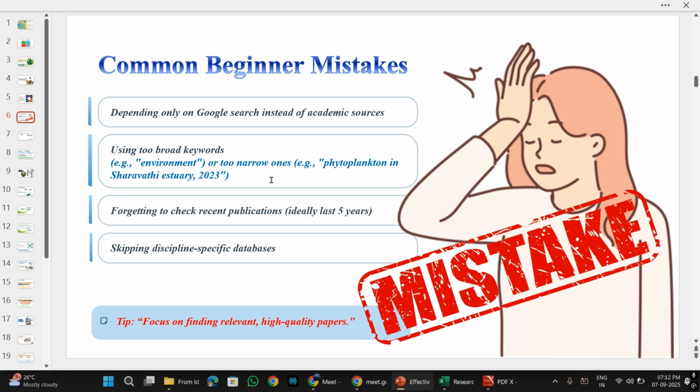Using broad keywords, often we search using keywords. So if I'm interested in understanding phytoplankton growth in a given estuary, I specifically go to Google and type "phytoplanktons in Sharavati estuary 2023." But that is not going to be helpful, right? So we cannot be too specific when we are expressing our keywords, or the study that we are going to do, to any search engine.